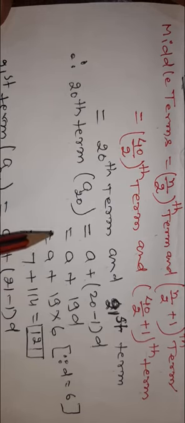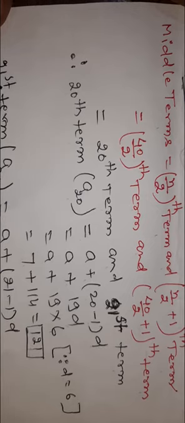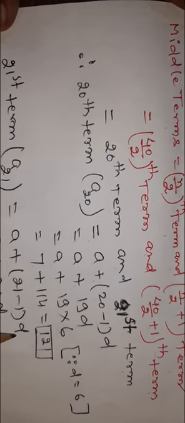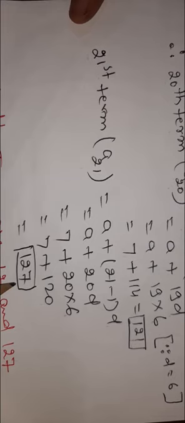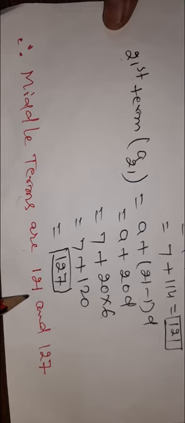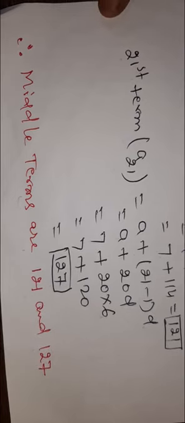Okay. This is the first middle term. The 20th term is 121. And the 21st term, A21, is equal to A plus 21 minus 1 into D. Then it will be A plus 20D. Once again put here the first term 7 and D 6. Then it will be here 7 plus 120 is equal to 127. Therefore, the middle terms are 121 and 127. So this is the rule for finding the middle term. Understood? Thank you. Have a nice day.